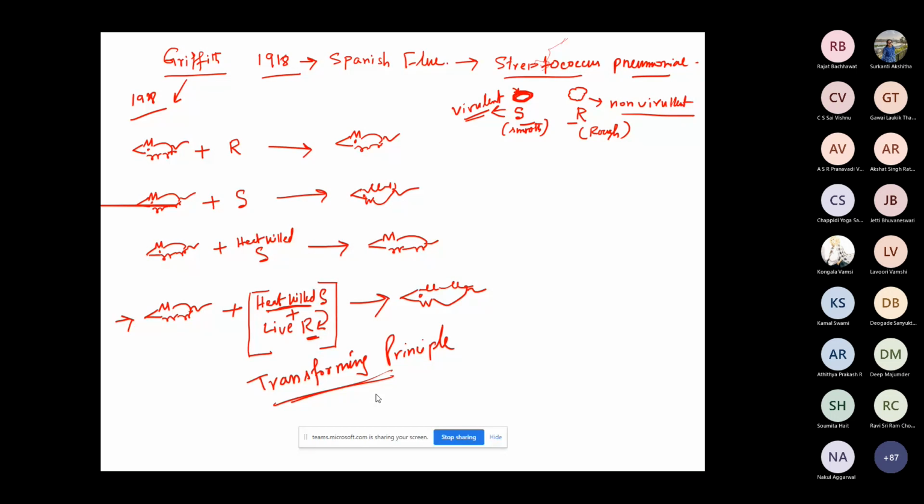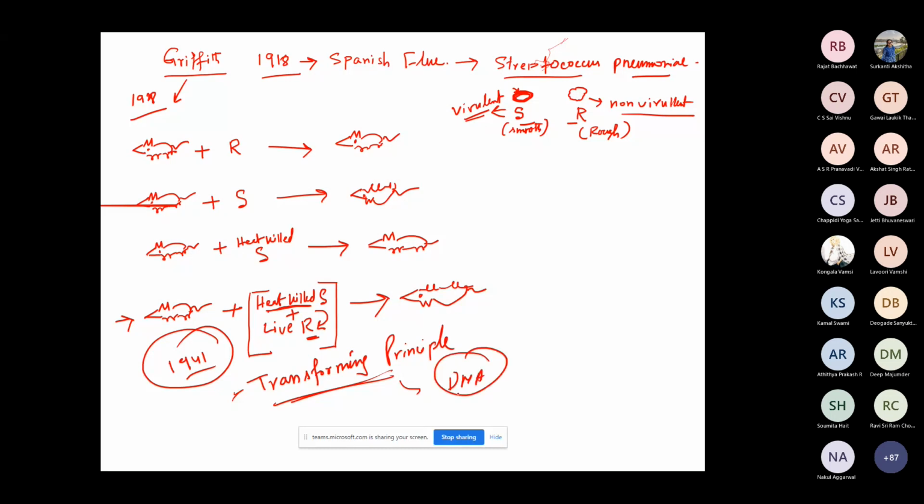But the problem is in 1941, you know that time is World War II, right? During that time, some German bomb actually destroyed his lab, and he was also in the lab. He died in the laboratory itself. So that's why that experiment was incomplete, cannot be done by him. But some other group of scientists actually did some additional experiments, and they proved that this is DNA. DNA is the genetic material.